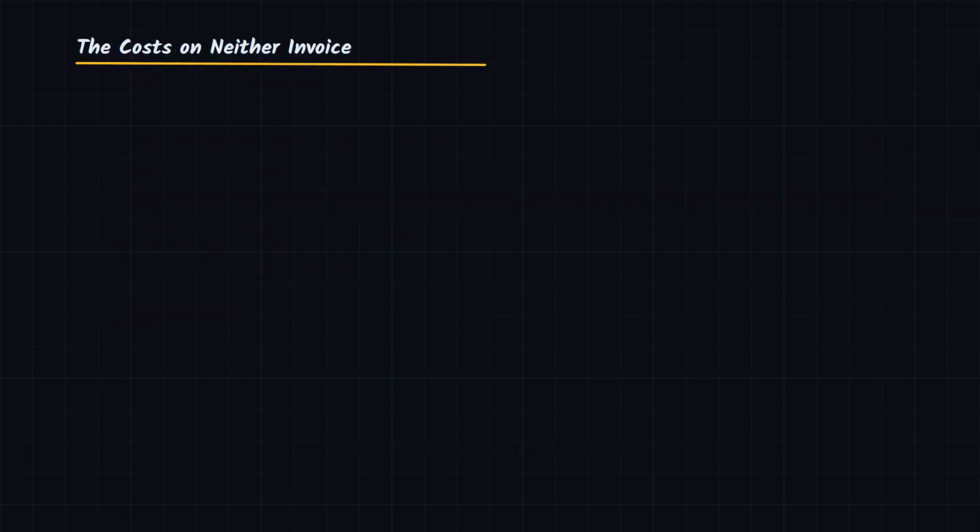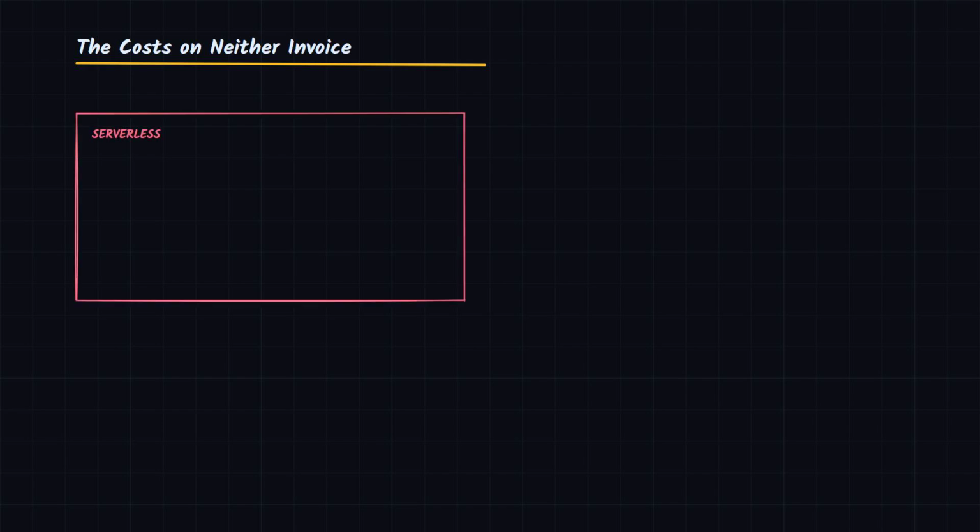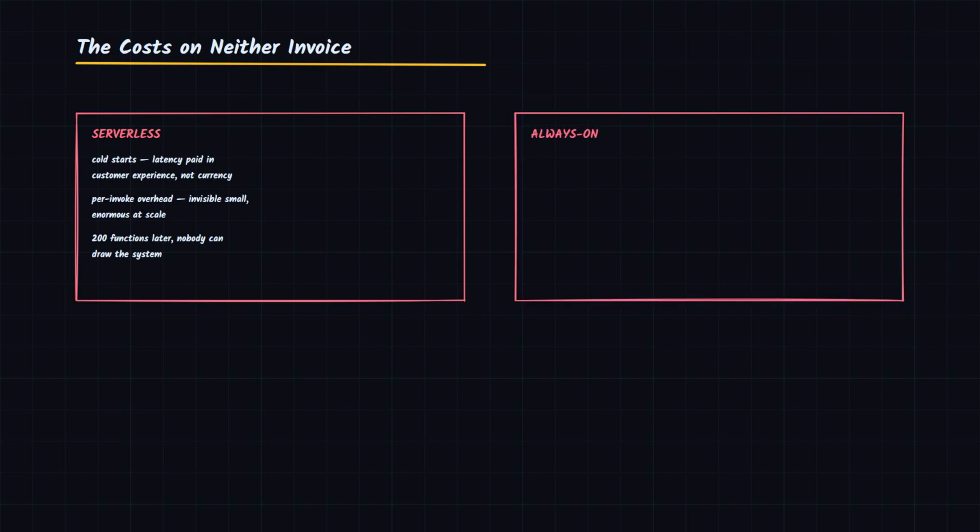Now the costs that do not appear on either bill, because both camps quietly ignore their own. Serverless: cold starts, which is latency you pay in customer experience rather than currency. Per invoke overhead, that is invisible at small scale and enormous at large. And an architecture that fragments, because functions are cheap to add and nobody says no, so 2 years later you have 200 of them and nobody can draw the system.